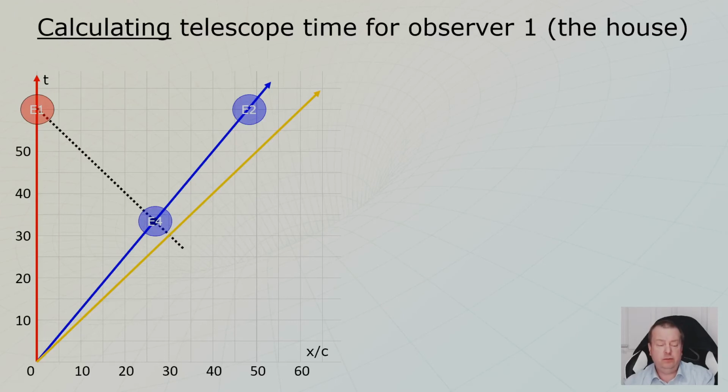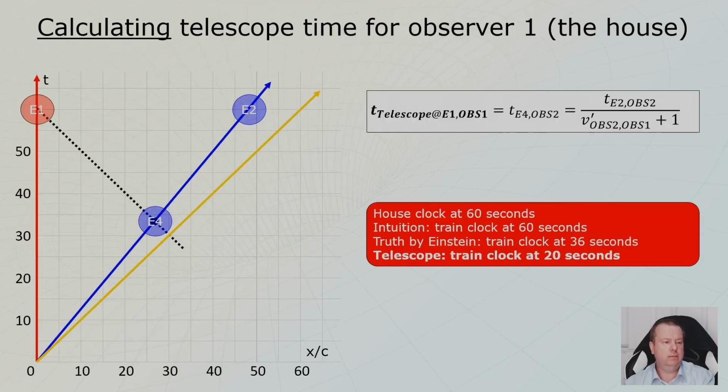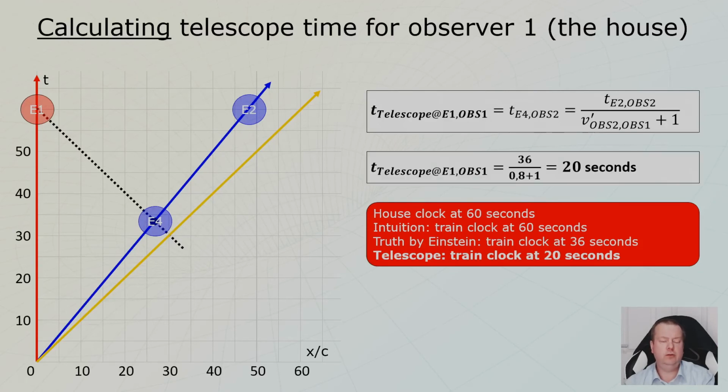Let's apply this for the house. So this was the conversation we had, and you can see that this is the equation we just derived, and you can just punch in the numbers. The telescope time is the time of event number 2 through the eyes of observer 2, which will be 36. It will actually be 36 seconds on the clock in the house, and you divide it by 0.8 plus 1 and you will hit 20, which is what we have been talking about all along.